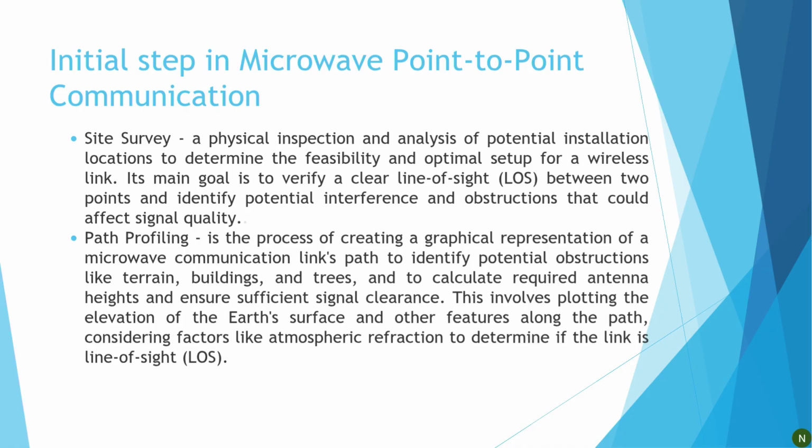In establishing a microwave link, the critical initial steps are site surveying and path profiling. A site survey involves assessing potential installation sites to verify line of sight and detect any possible interference or obstructions. Path profiling generates a graphical representation of the signal path, accounting for terrain, elevation, buildings, trees, and atmospheric refraction. This ensures that the microwave link maintains a clear and unobstructed signal path.